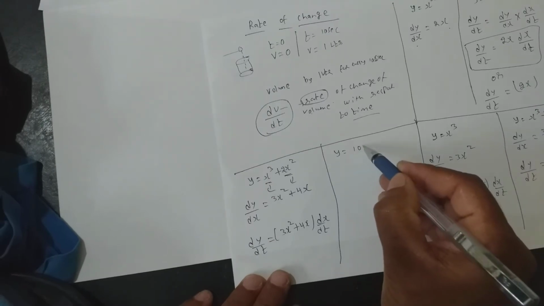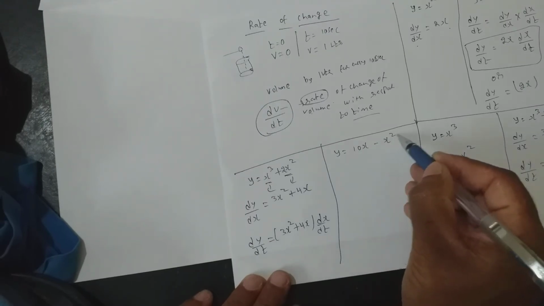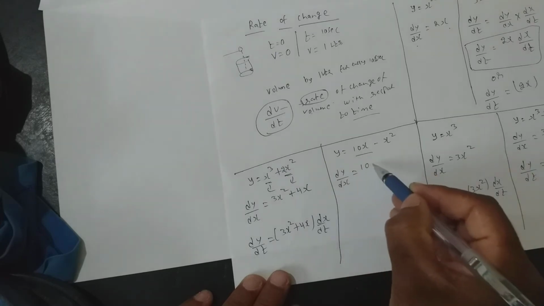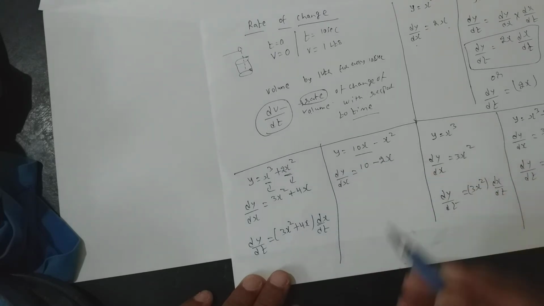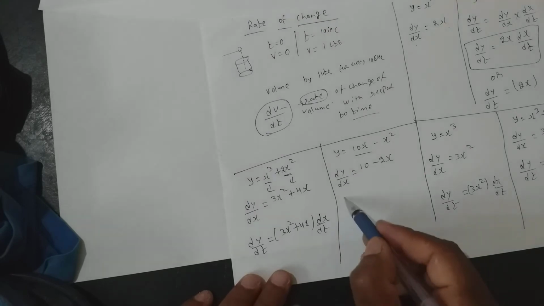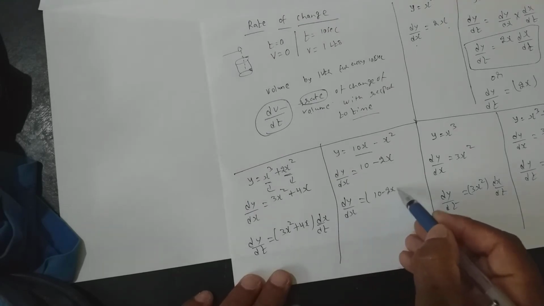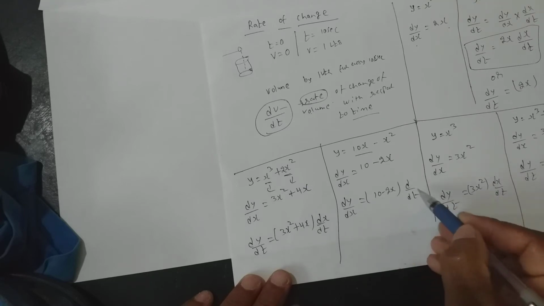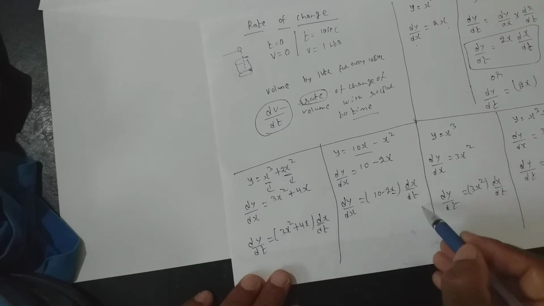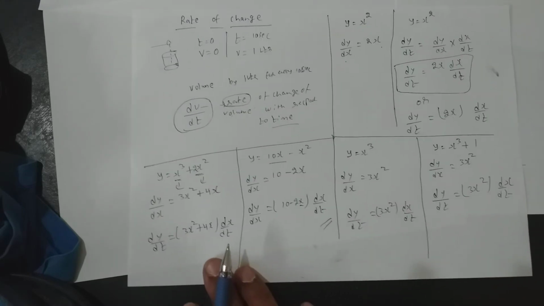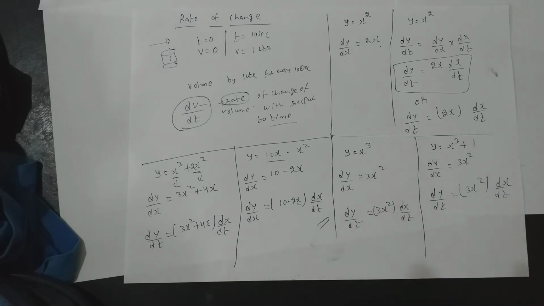If y equal to 10x minus x square, how much will dy by dx be? For 10x it is 10 and for x square it is 2x. So how much will dy by dt be? dy by dx write as it is. At last just add this d by dt of whatever letter is there. This is how we find dy by dt. Clear with all these examples?